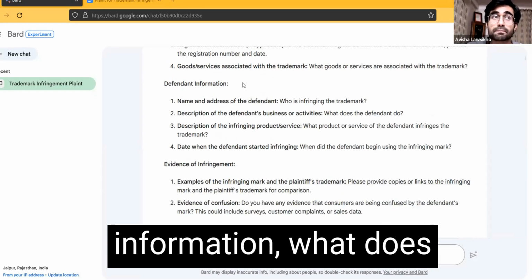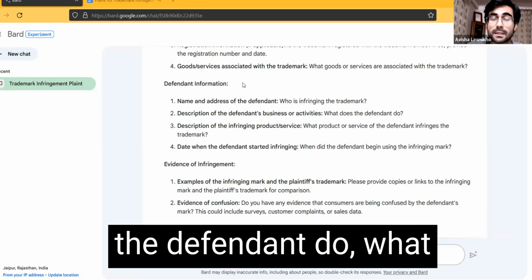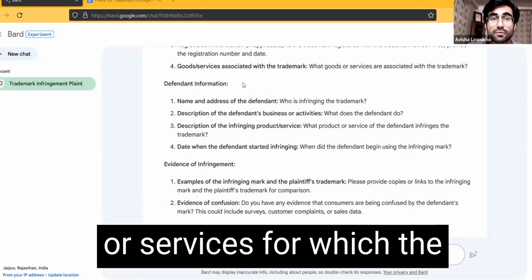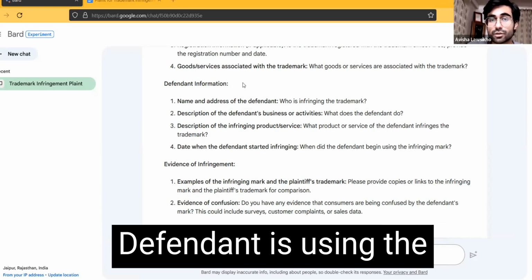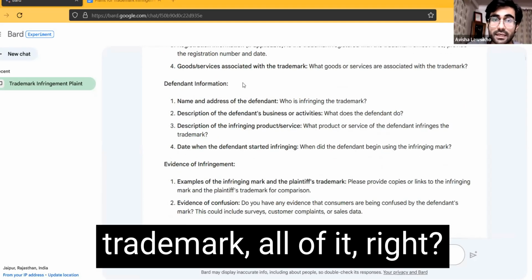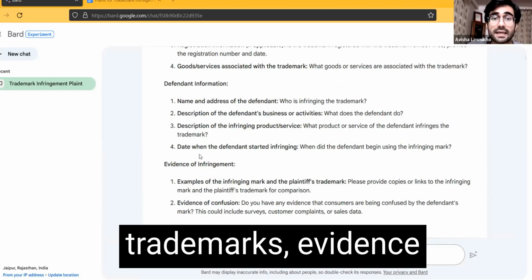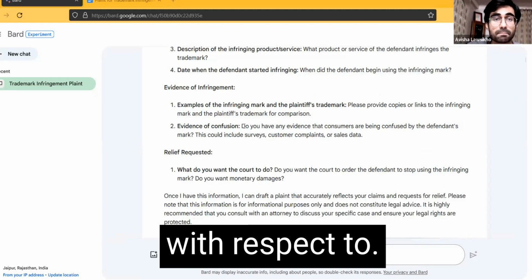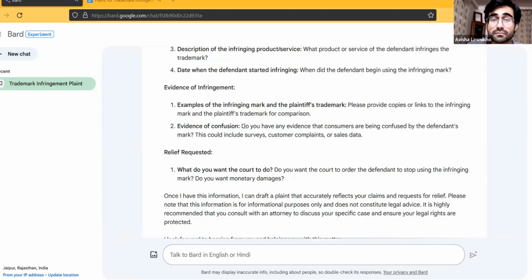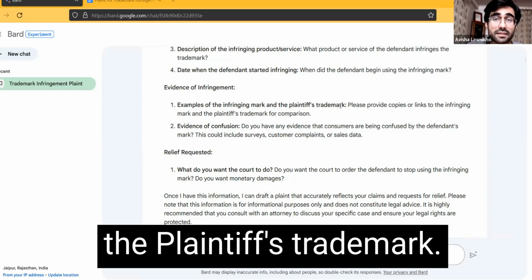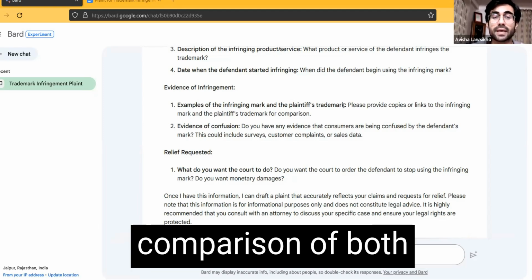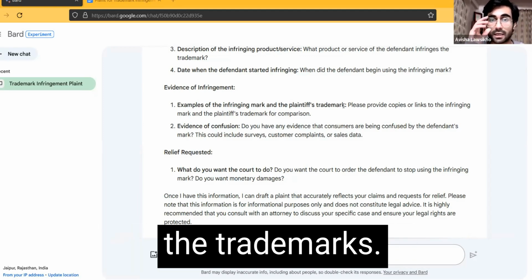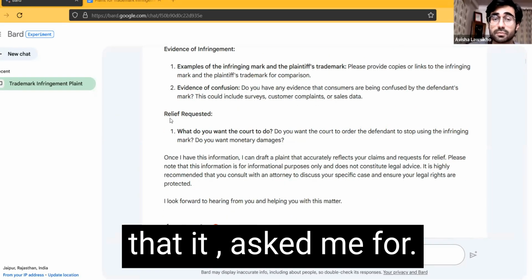defendant's information. What does the defendant do? What are the specific goods or services for which the defendant is using the trademark? All of it, right? And similarities between trademarks, evidence with respect to infringement, if I had any. So it asks examples of the infringing mark and the plaintiff's trademark. So basically, a comparison of both the trademarks. This is all the information that it asked me of.